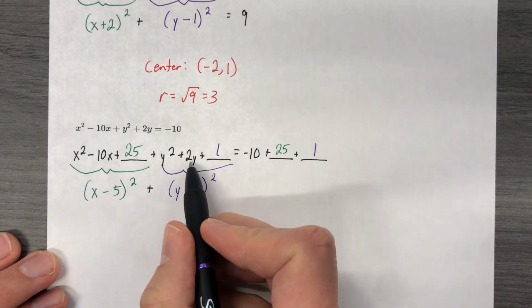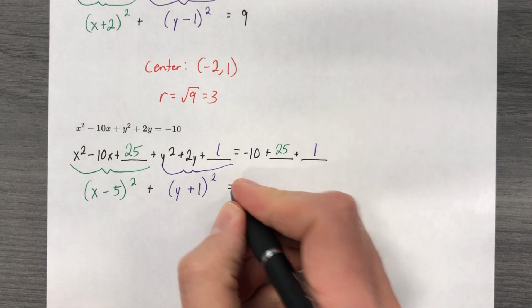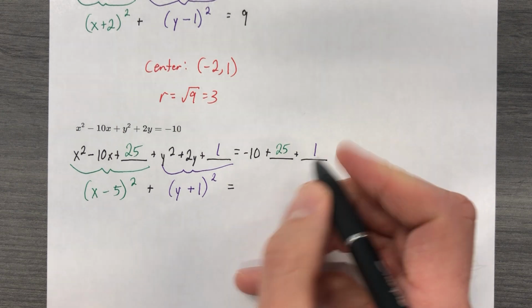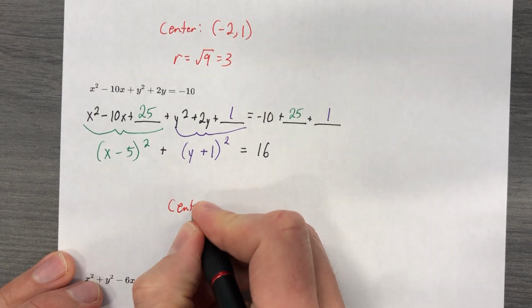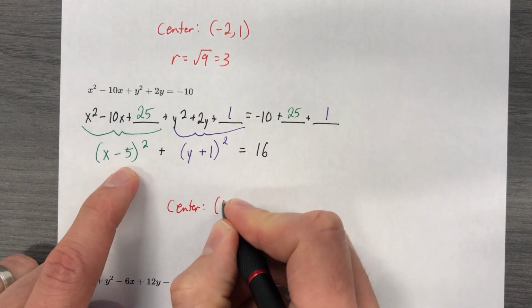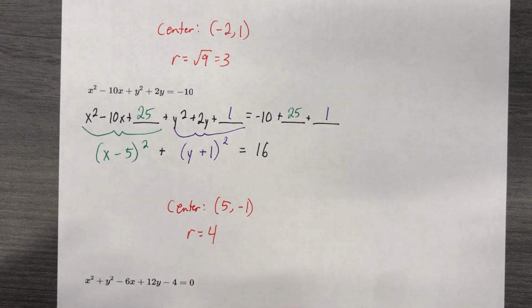I forgot the next line. Gotta pull it up, start all over from the beginning. There we go. I took half of 2 and then squared it, got 1. On this side, we're gonna have -10 plus 25 plus 1, that's 15 plus 1, 16. We now have standard form. So we have a center. That center is at 5, -1, and that radius is 4.